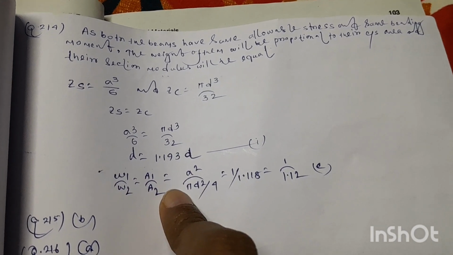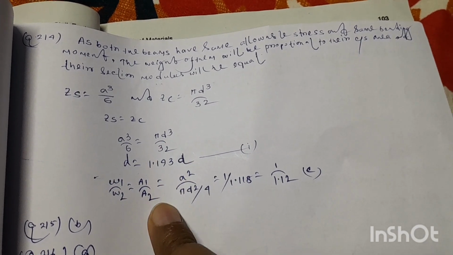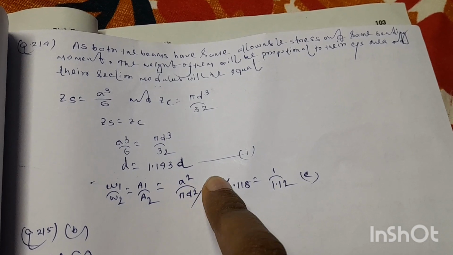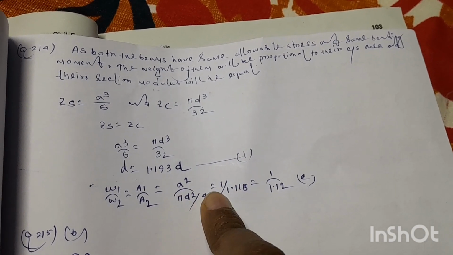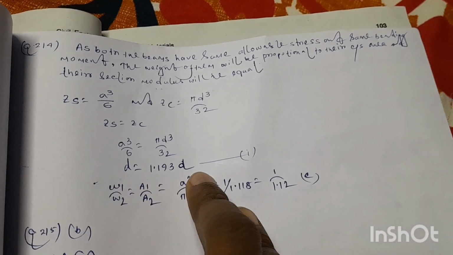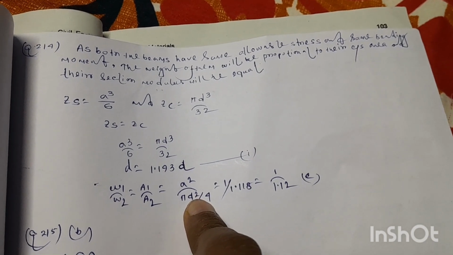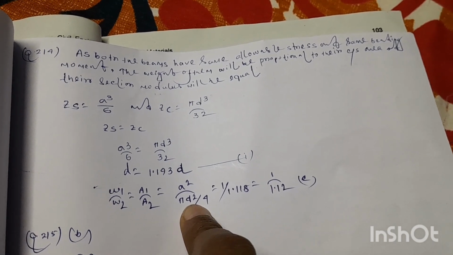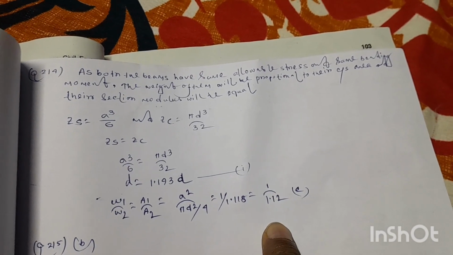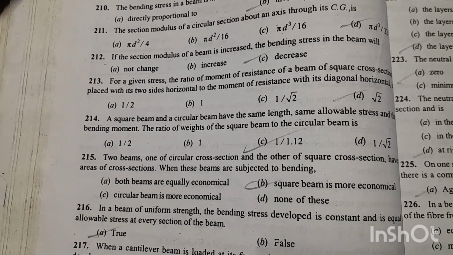Now if we make the ratio W1 by W2, which will also be equal to A1 by A2, cross sectional area, A1 will be the area of the square, A square, and A2 will be the area of the circle, pi d square by 4, and we got the value of small d equal to 1.193 A. So if we put the value of small d equal to 1.193 A in this area, we will get the ratio 1 by 1.12. So for question number 214, option number C is the right answer, 1 by 1.2.